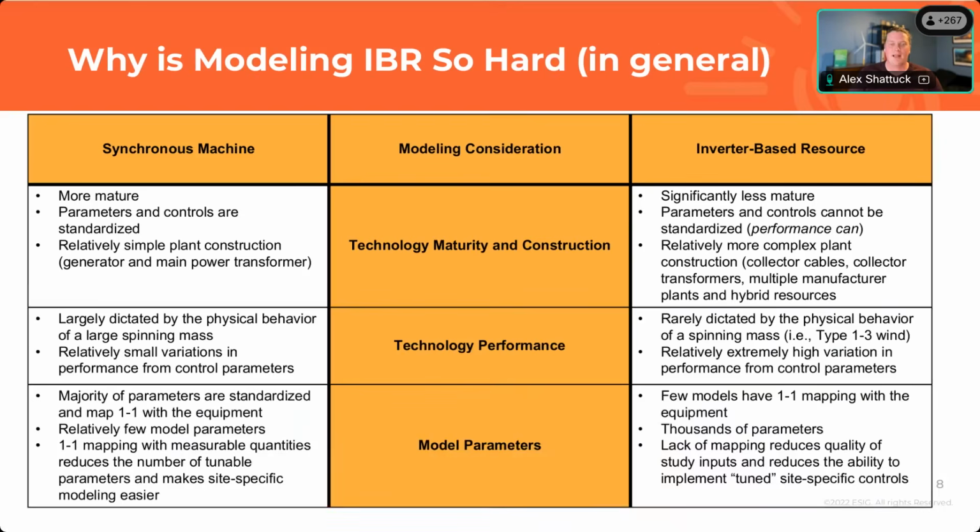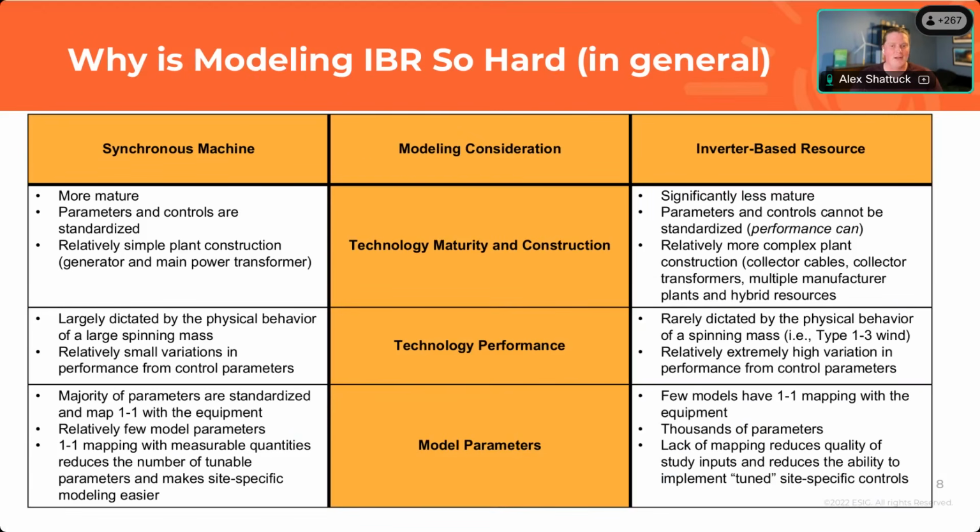So that's the two paradigms. That's what's different between the two technologies and the stakeholders and for the system. And now we're just going to quickly go through why is modeling hard in general. And a lot of this is a little bit similar to what I mentioned before, but the main considerations are maturity of the technology and construction, technology performance, and the modeling parameters. So I won't spend too much time on this slide, but it's a little bit better organized version of what I rambled on a little bit earlier.